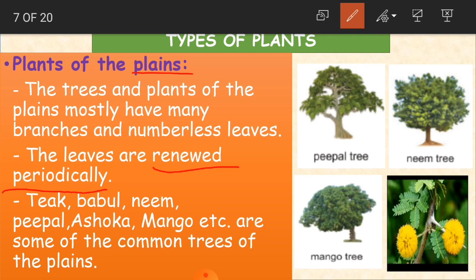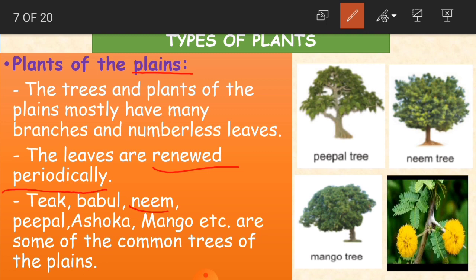For example teak, babul, neem, peepal, ashoka, mango, etc. Such types of trees are common trees of the plains. For example, the neem tree. We are very familiar with this tree. Every street has neem trees, and many houses have a neem tree in empty spaces, and even mango trees. We have seen trees like the peepal tree and ashoka tree. These are some trees which grow on plains.